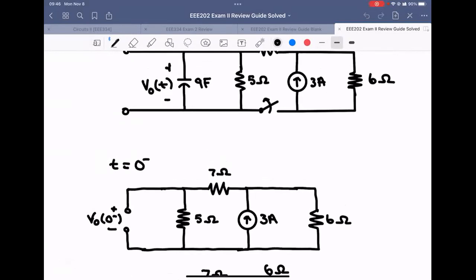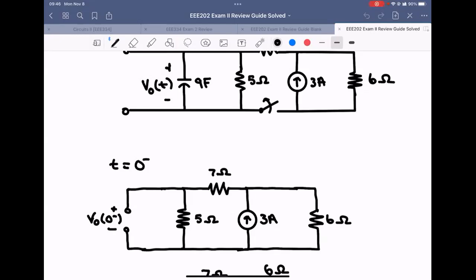And now we want to solve for V out of 0 minus. Another thing to notice here is it's no longer V out of t, it's V out of 0 minus. You want to make sure we put in the time, right? We said that t equals 0 minus. Denote which time you're working in. So we know here that it's 0 minus, so there should be no ambiguity of what time frame we're working in here.